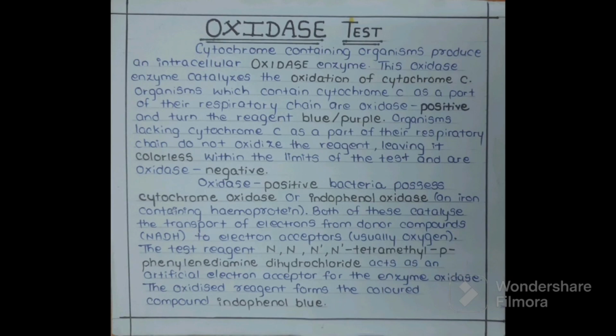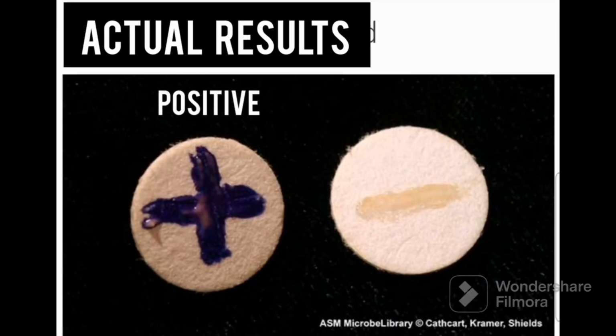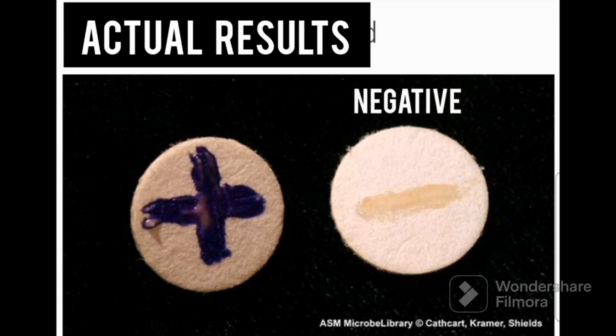Oxidase positive bacteria possess cytochrome oxidase or indophenol oxidase and iron containing hemoprotein. Both of these catalyze the transport of electrons from donor compounds like NADH to electron acceptors, usually oxygen. The test reagent tetramethyl p-phenylenediamine dihydrochloride acts as an artificial electron acceptor for the enzyme oxidase. Hence, when cytochrome C oxidase enzyme is present, your reagent gets oxidized into indophenol, which is a dark blue purple compound, whereas when cytochrome C oxidase is absent, your reagent remains in its reduced form, which is colorless.